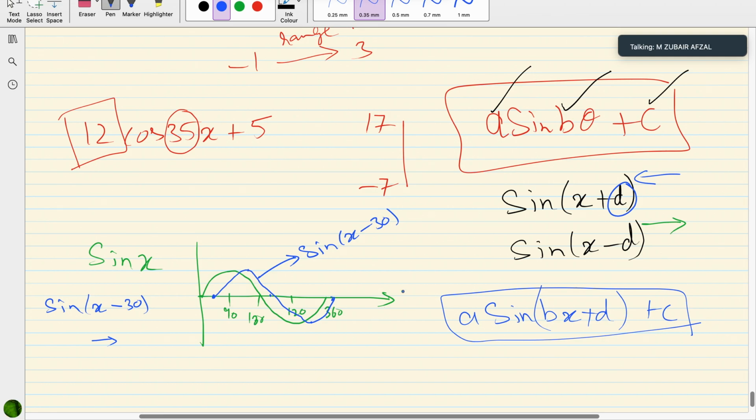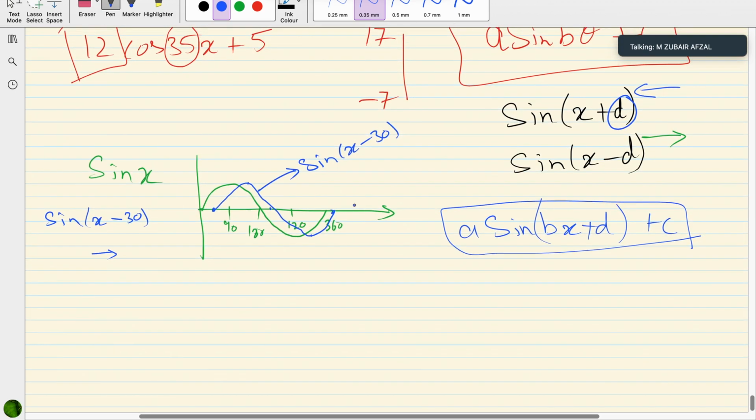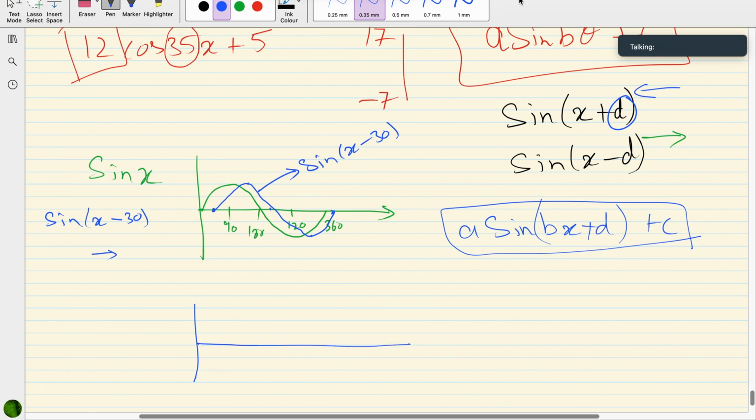For sine and cos, we're left with tan. Tan is a little different because the sketches are different. Have you done a graph of tan in IGCSE O levels? Right, so this is the asymptote, and yeah, that's it. So this is the graph of tan. Now this is 360, this is 180, this is 0. It has nothing on the y-axis.